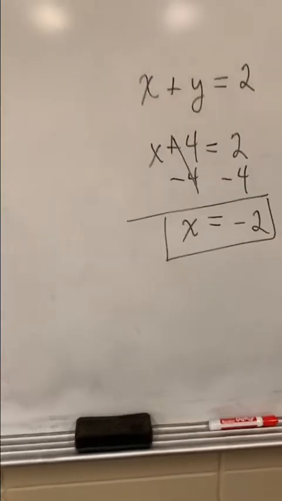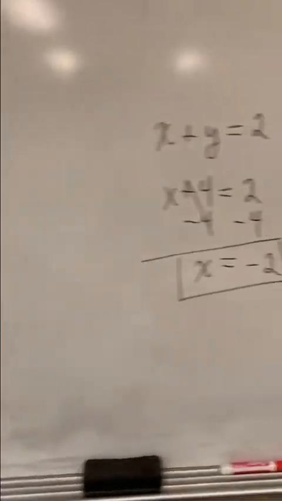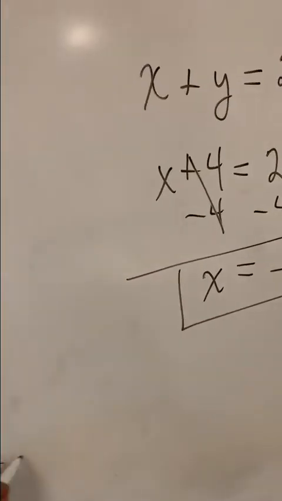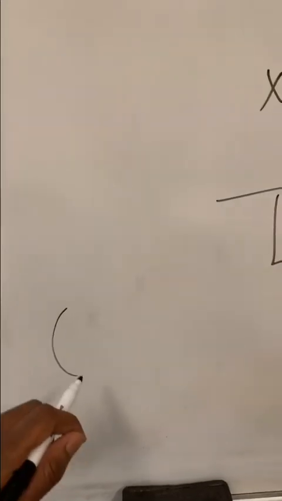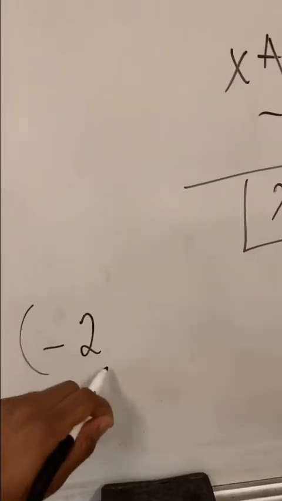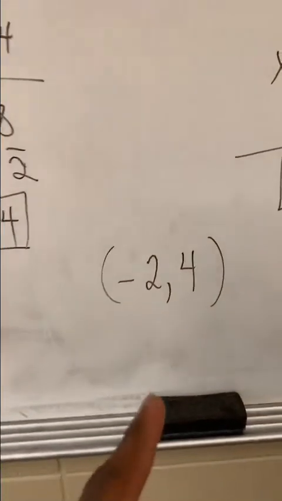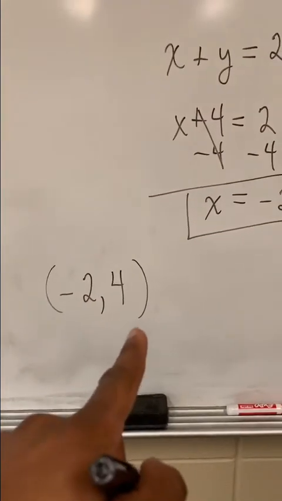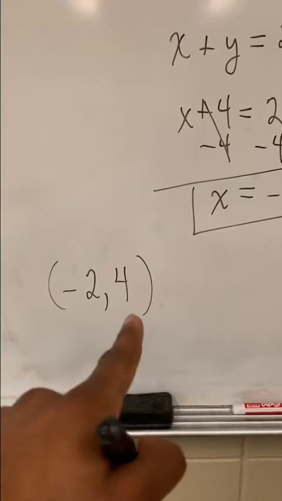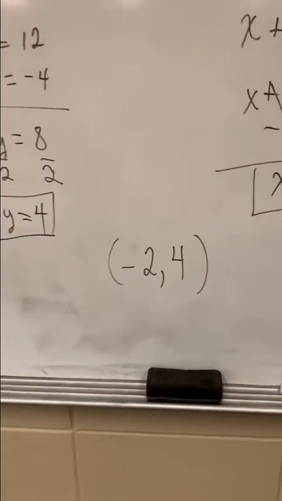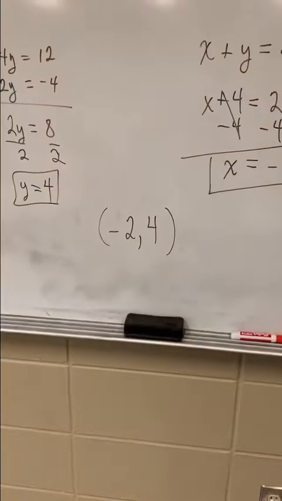So now that I know what both variables are, basically my final answer, or most of the time, you're asked to put this back in a coordinate form. Your solution is (-2, 4), because you have to put your x first and your y last. That's your solution.